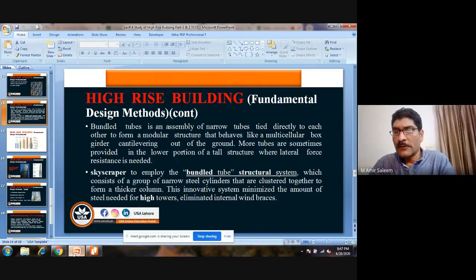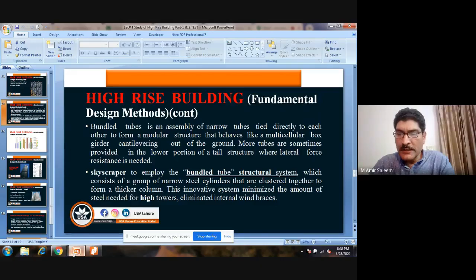It is needed in the lower portion of tall structures, where lateral force resistance is needed. Definitely the lateral forces develop in the lower portion of the building when an earthquake occurs and the plates move in to-and-fro motions. The major effect on the building is in the lower portion. When a number of tubes are tied up together, it makes really good stability in that area. So in skyscrapers, the bundled tube structure system is really very common nowadays.